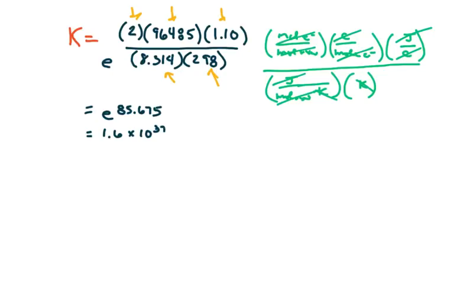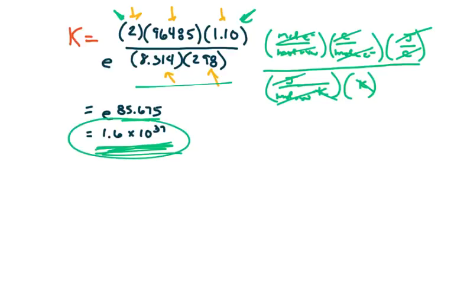So when I do all of this expression, I get 85.675, and taking e to that, I get 1.6 times 10 to the 37. Now, if a question comes up, which it probably will, that gives an electrochemical cell and asks you to figure out the voltage, and once you know the voltage and how many electrons are being transferred, to calculate the value of the equilibrium constant, we just did that. But what I really care about is the fact that this is a big number, 1.6 times 10 to the 37.